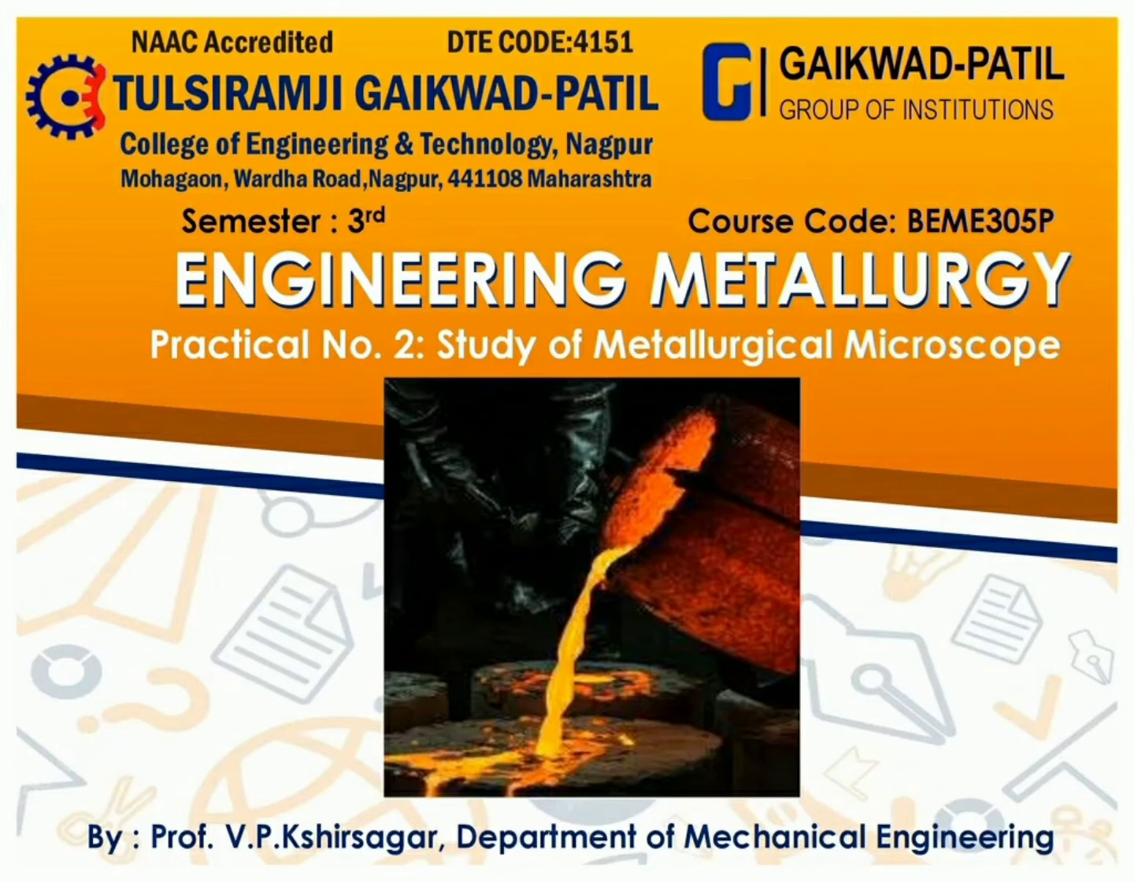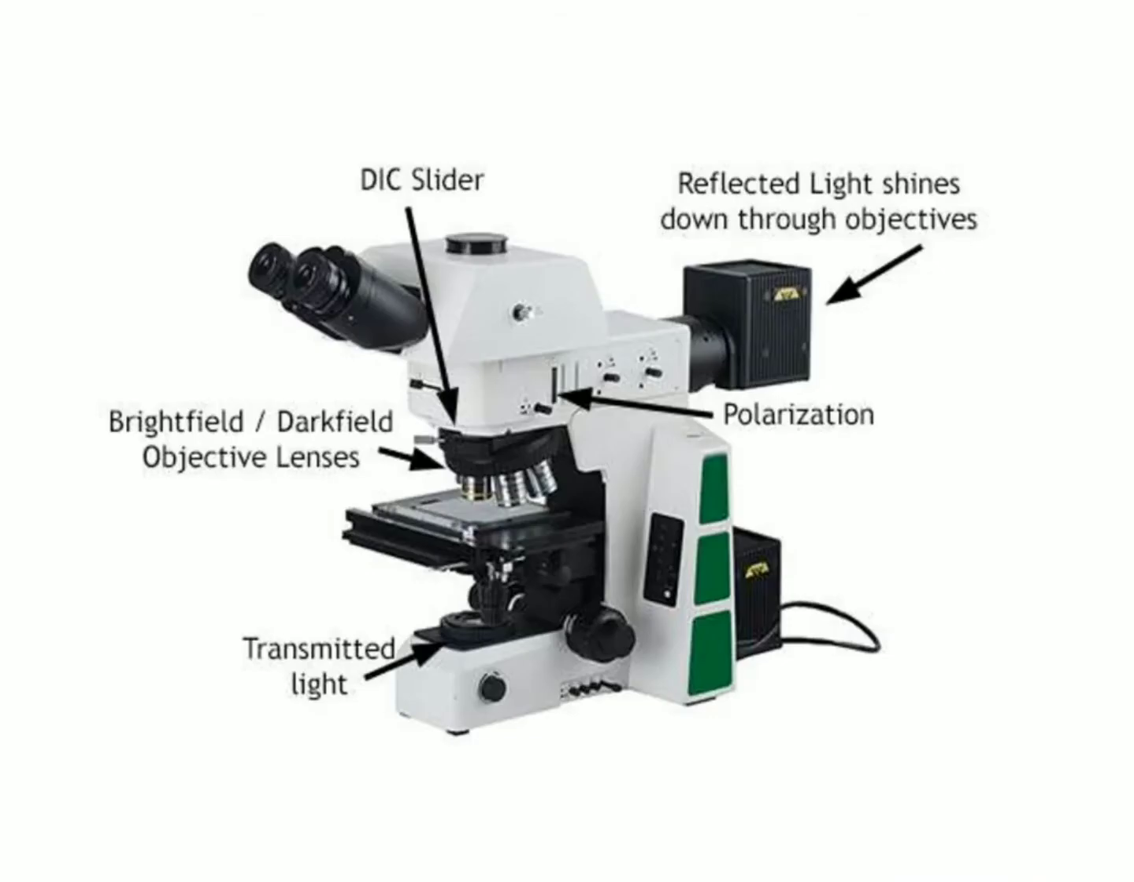Today we are going to see practical number 2, study on metallurgical microscope. So let's start this practical. First of all we need to know what is the metallurgical microscope. A metallurgical microscope is a device used to magnify the specimen to observe it under magnification. Basically, it is a magnification equipment used to magnify the microscopic substance or element of the specimen that we have kept under it, right?